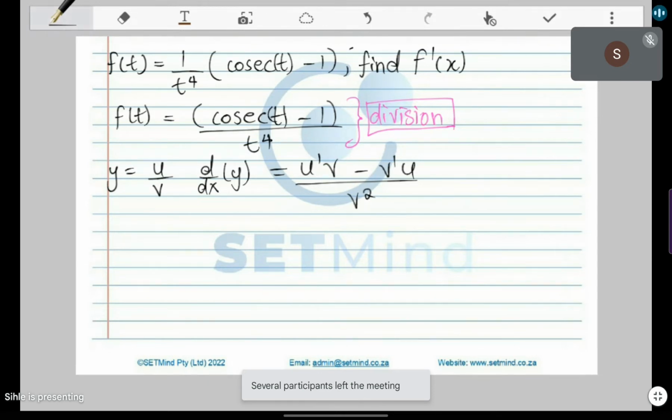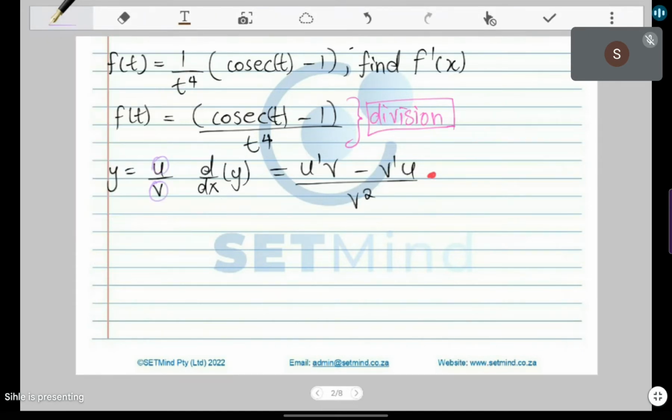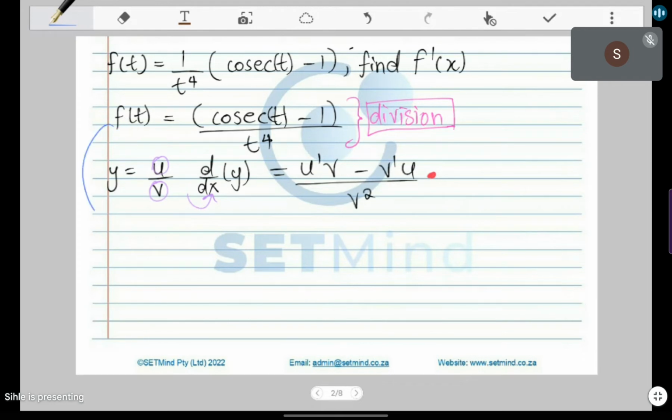So this is your quotient rule. Just remember this rule. Your u and v are just functions of x. In this case, if you look at our function here, our u is simply cosec t minus 1, and our v is t to the 4.